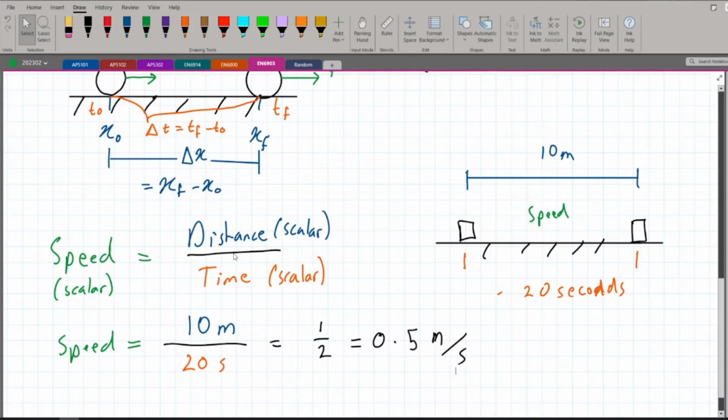This is when we are using distance. We are using speed instead of displacement and velocity. It is just a simple equation where the speed is equal to the distance over time.